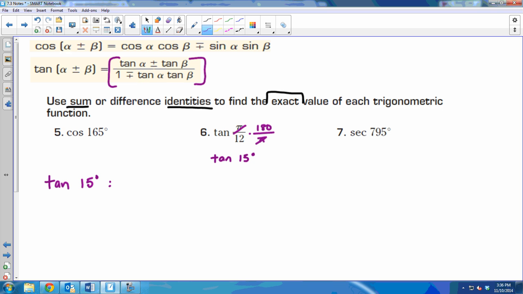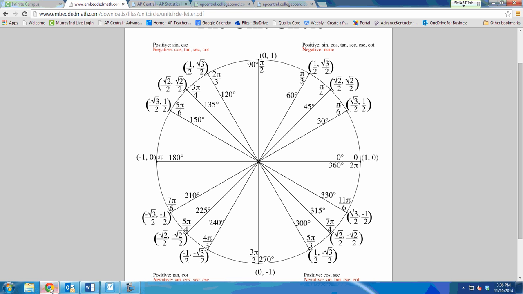It has a fraction. So if you go to the unit circle, we're going to look at that real fast. Here are the tangent values for pi over 6, pi over 4, and pi over 3. Pi over 6 is the square root of 3 over 3. Pi over 4 is 1, and pi over 3 is square root of 3. Then these can be translated around the unit circle.